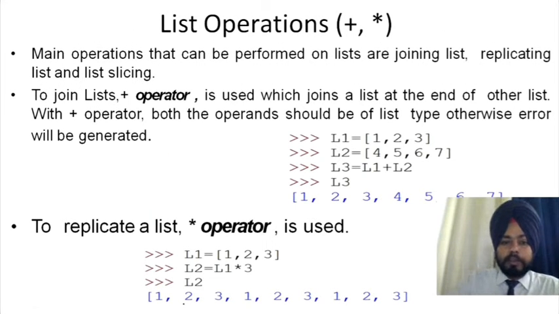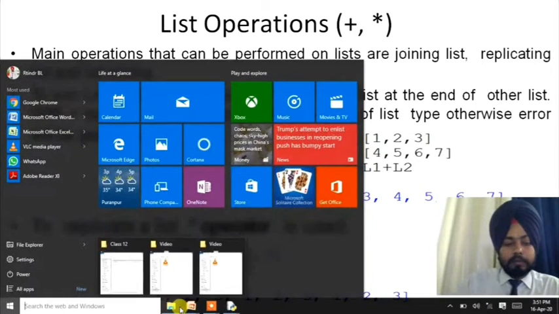List operations: we can perform these kinds of operations on a list. The main operations that can be performed on a list are joining lists, replicating lists, and list slicing. To join lists, the plus operator is used, which joins a list at the end of another list. With the plus operator, both operands should be of list type, otherwise an error will be generated. Let's have a look.